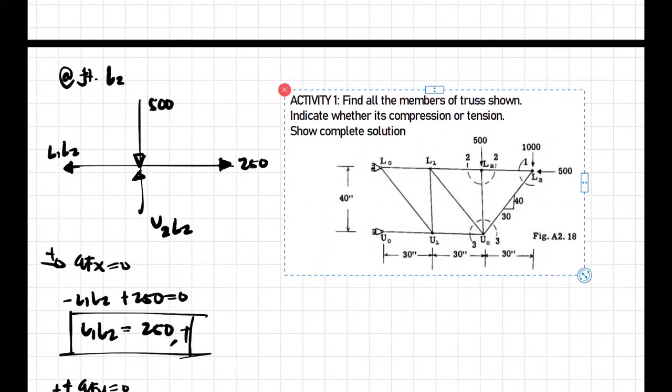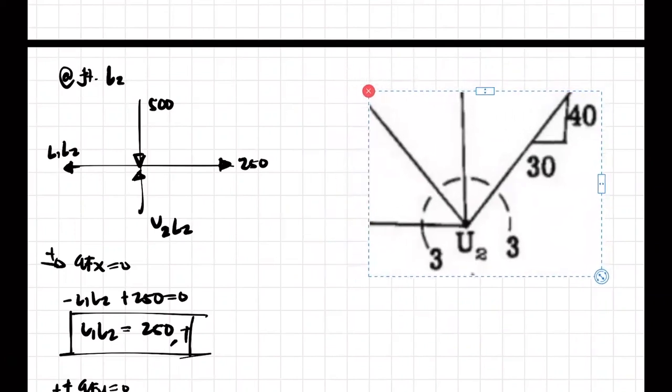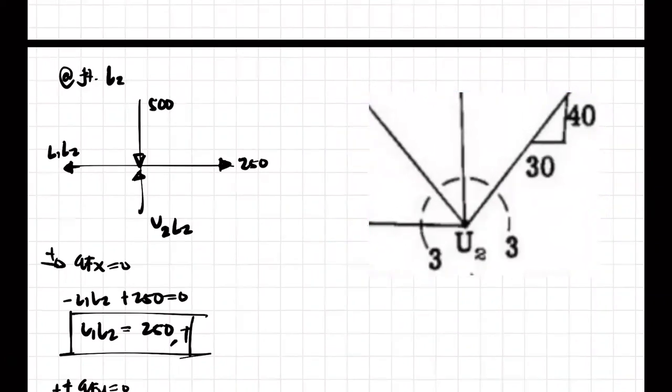Okay, kakrap lang natin guys ha. Okay. So this one is your, what? At joint U sub 2. Okay. So this one is tension. This one is also tension. This one is also tension. And this one is tension. No? So lahat ina-assume ko tension.